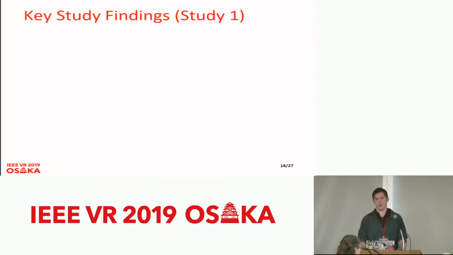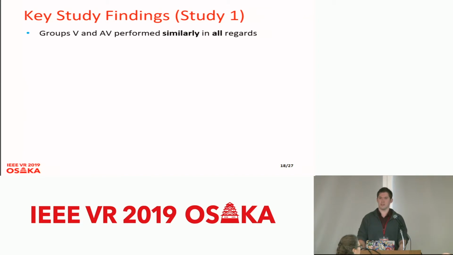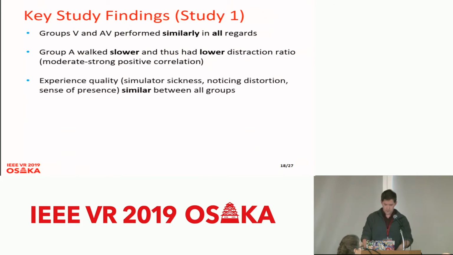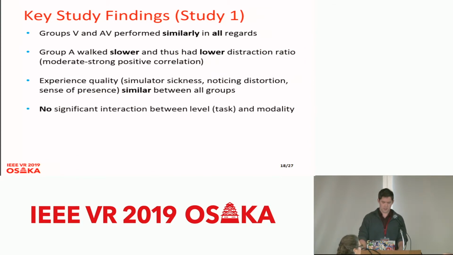So as to not bore you with the statistics, I will summarize our findings. We found that the two groups that had vision performed similarly in all regards. The audio group walked slower, and thus we find this correlated to a lower distraction ratio. So they walked slower, the distractor was active less of the time. The experience quality, surprisingly, was pretty much the same between all groups, which we found surprising, especially because the users had simulated blindness.